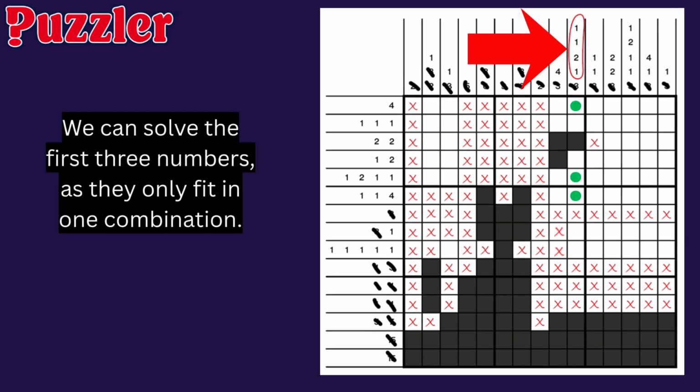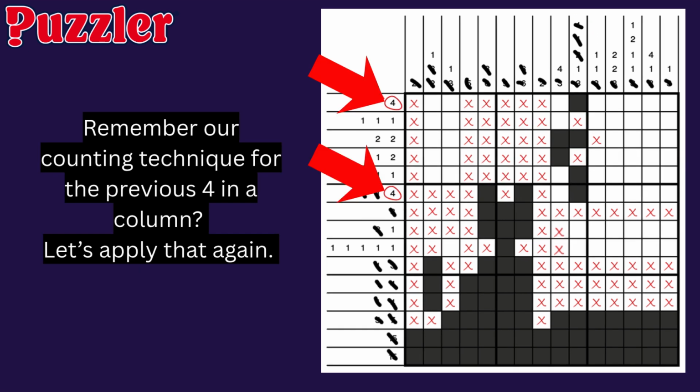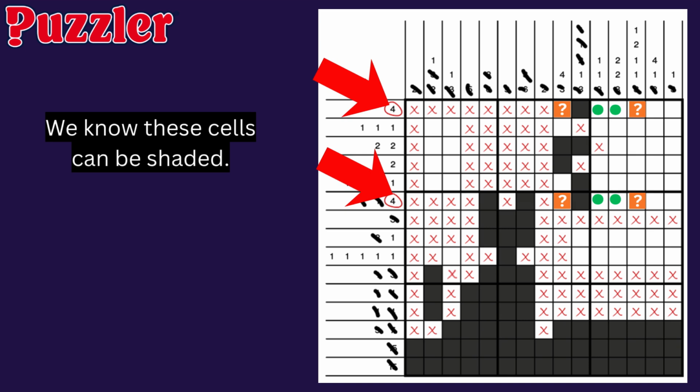Looking at this column, we can solve the first 3 numbers now, as they can only fit in one possible combination. We can cross those numbers off from that column and mark the blank for the spaces in between. Remember our counting technique for the previous 4 in a column? Let's apply that again in these rows to solve and eliminate even more cells. We know the cells with dots can be shaded in order to fit in the group of 4, and we can then mark all other blanks in these rows.